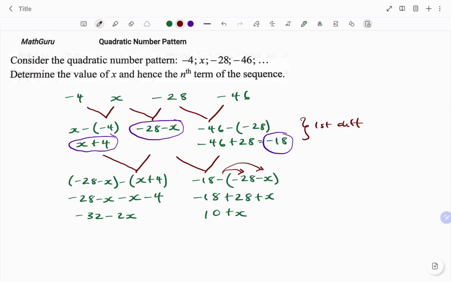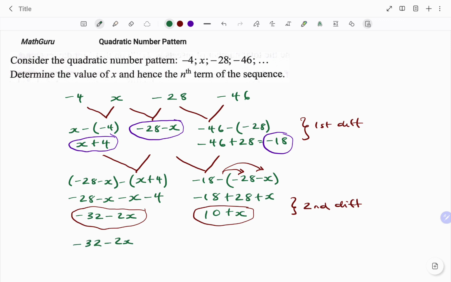Note that this will be my second difference. And because it's a quadratic pattern, the second differences are the same. So therefore, I just need to equate these two terms. I'm going to circle that. The first term and the second term, which is negative 32 minus 2x, must be equal to 10 plus x. So I collect like terms.